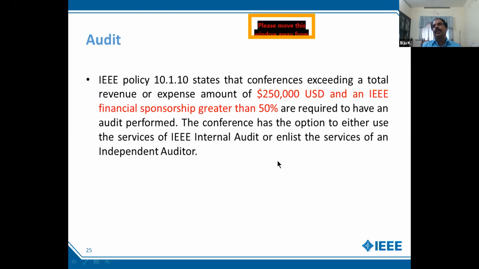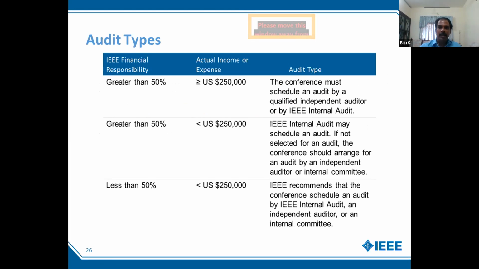In those cases there are some stipulations by IEEE, and you have to do the audit accordingly; there are different rules by IEEE for such conferences. Basically only the bigger conferences come in that category, and our small or medium conferences will not come into this range, because 250,000 US dollars is a very big amount. Only three major conferences will come to that category. In that case, the general chair and the finance chair have to be extremely careful throughout the conference regarding this audit part. And basically, there are three types of audit.